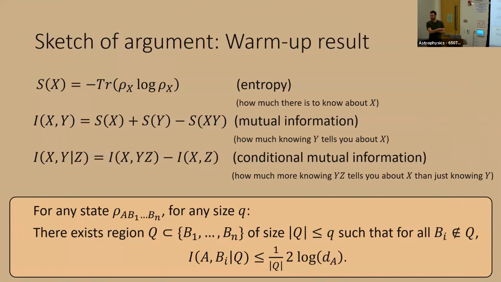And what this means, if you follow the words, is that the amount you learn about A by knowing Bi and Q is not much more than the amount you already know about A from just knowing Q. So that means that this special region Q, this blanket, already tells you basically everything there is to know about A. And if you also ask, how much more do I know when I add this system Bi, it's going to be a very small amount.